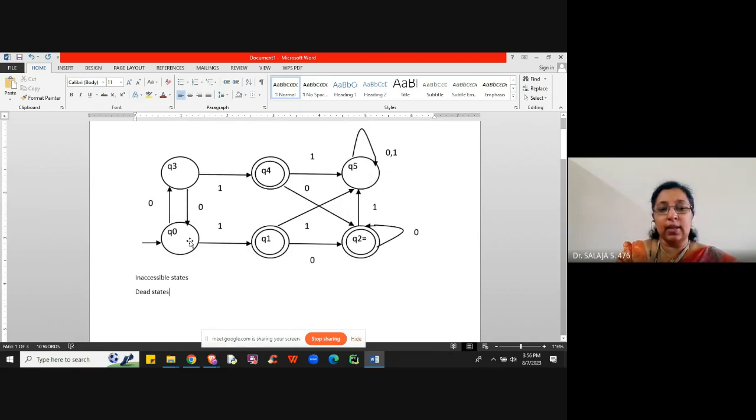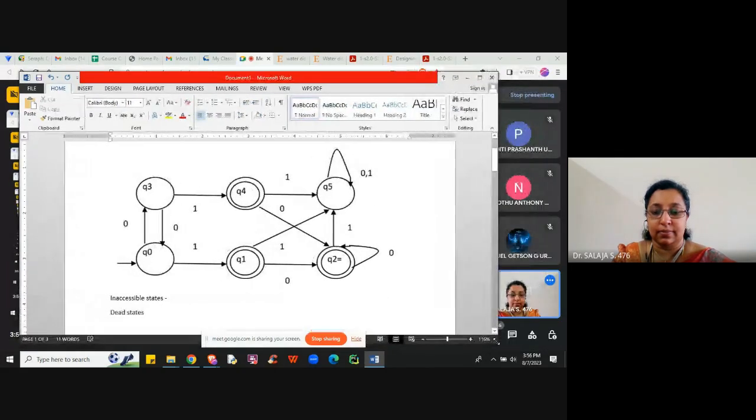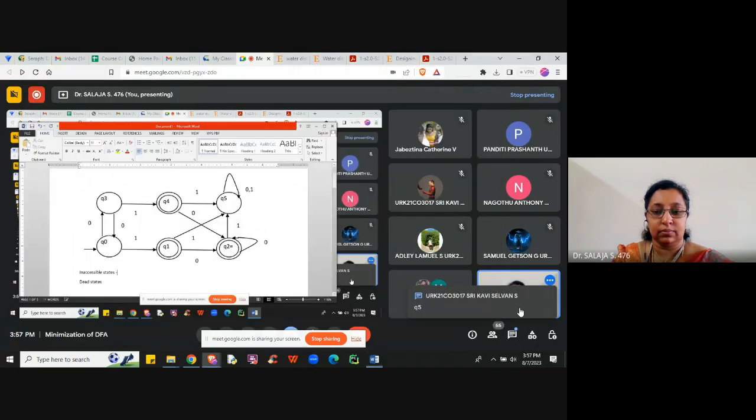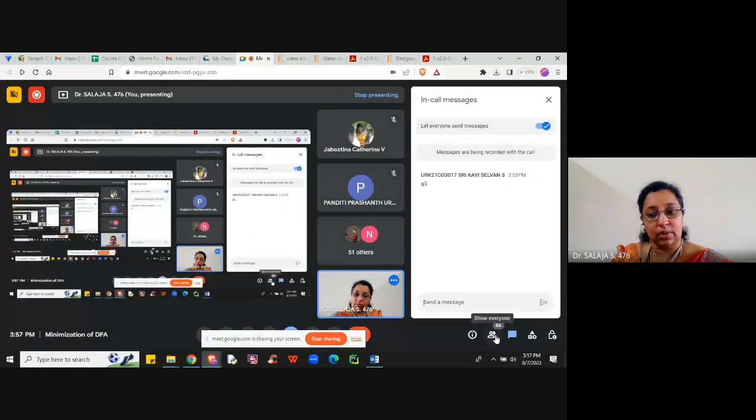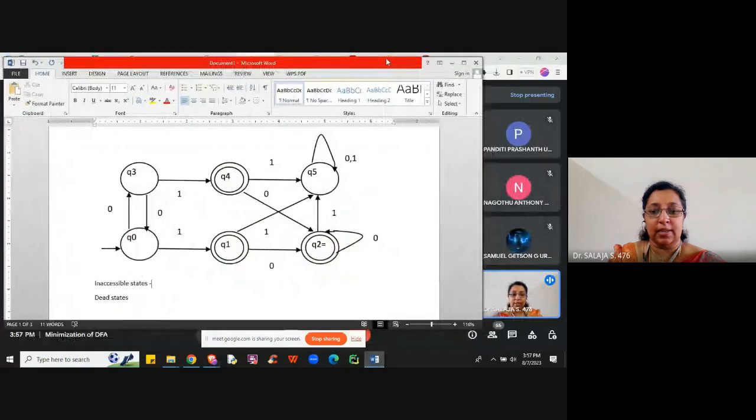Do we have any inaccessible states here? If so, which state is inaccessible? Can I have it in the chat box, please? Two, five. Okay. Which state is inaccessible?